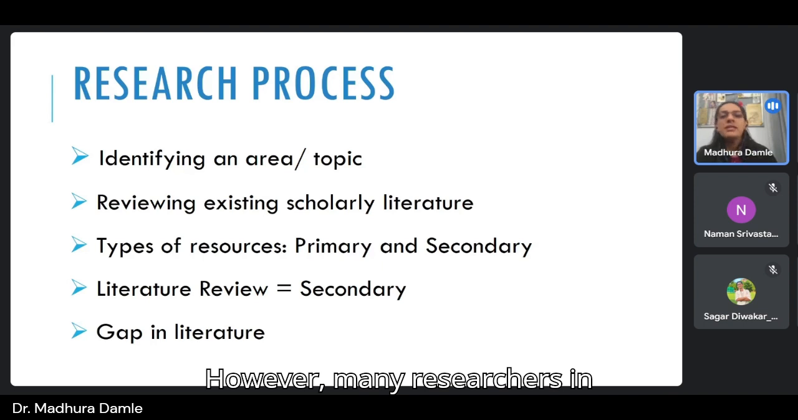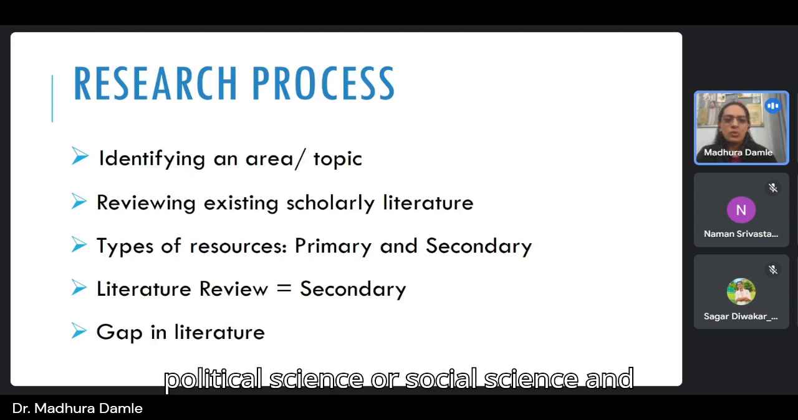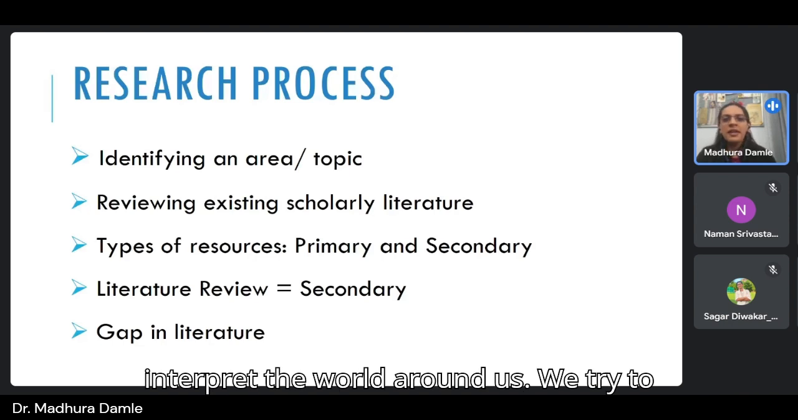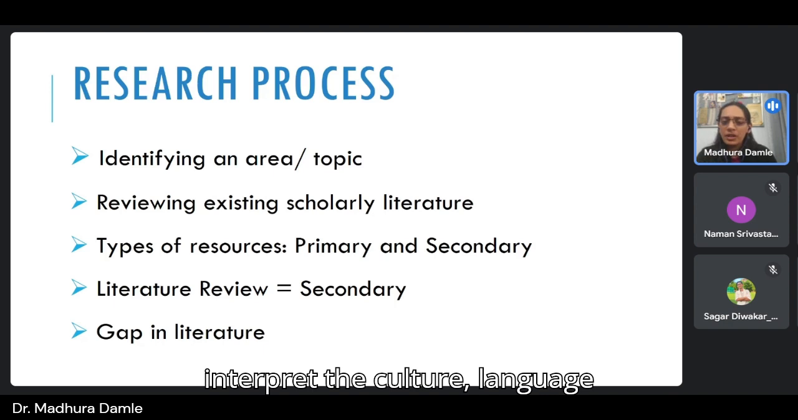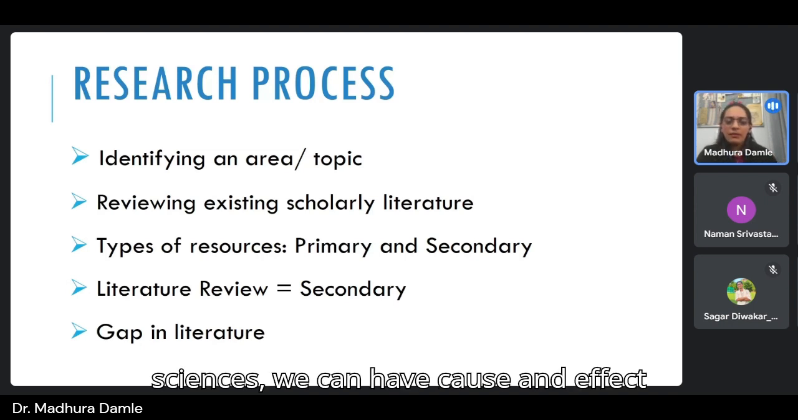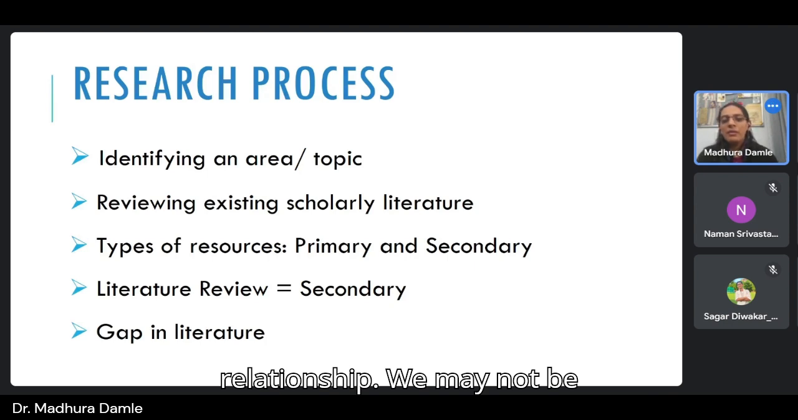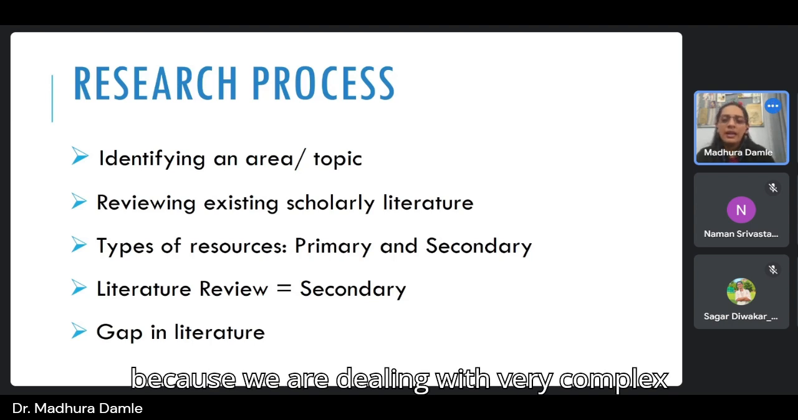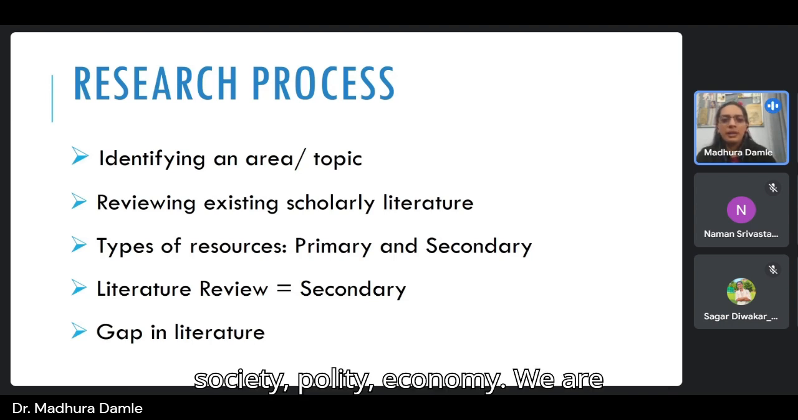However, many researchers in political science or social science and definitely in humanities are not necessarily explanatory. They can be interpretive. That is, we try to interpret the world around us. We try to interpret the culture, language, or even political phenomenon around us. Like in sciences, we can have cause and effect relationship. We may not be able to find that kind of cause and effect relationship in social sciences because we are dealing with very complex society, polity, economy.